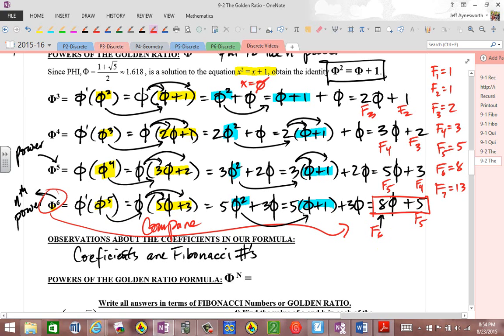So compare that with this. Let me see. Phi to the sixth power is the sixth Fibonacci number times phi plus the previous one. Phi to the fifth is the fifth Fibonacci number times phi plus the previous one. Phi to the fourth is the fourth Fibonacci number times phi plus the previous one. So I can say in general, phi to the nth power is equal to the nth Fibonacci number, because notice that 6 corresponds to 6 here, times phi plus the previous one, F sub n minus 1.